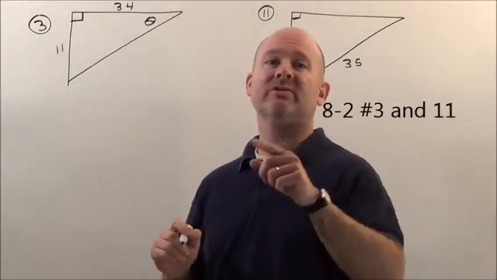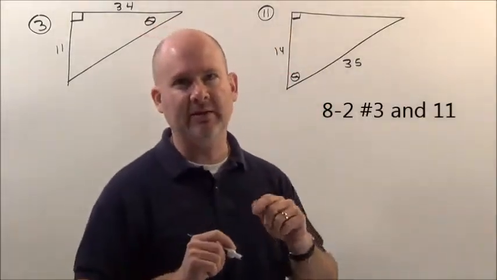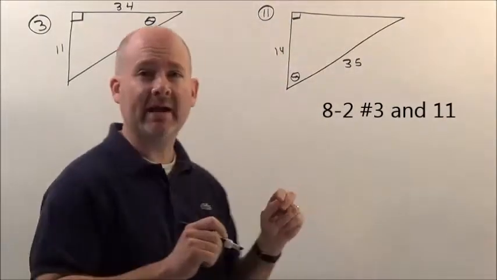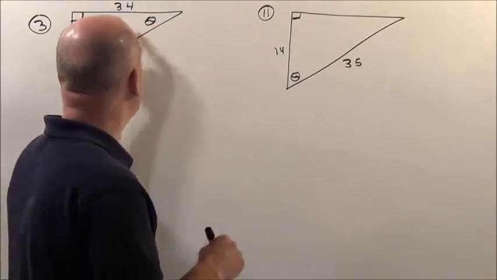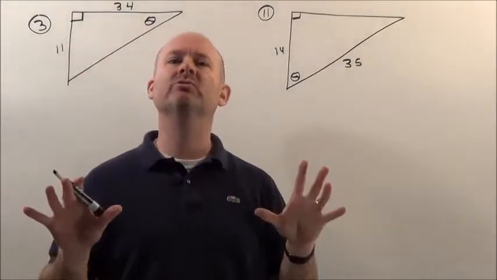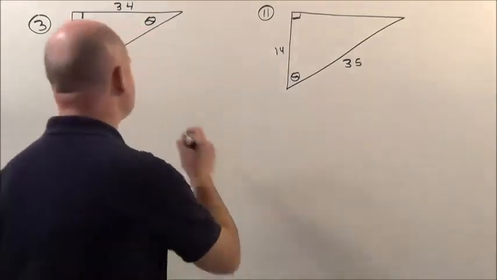Here we go with problems 3 and 11. Triangles 3 and 11 here. Again, right triangles. But this time, instead of trying to find a side length, we're trying to find the missing angle inside of it. You're still going to use the same thing that we've learned, that same old expression.